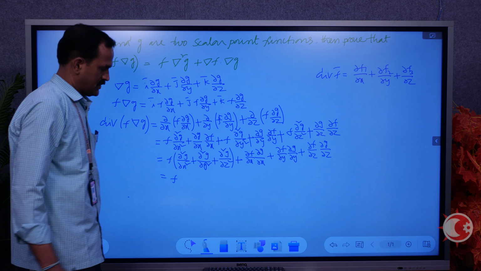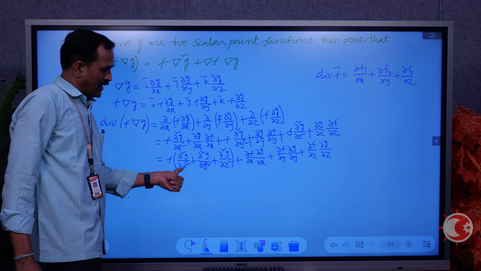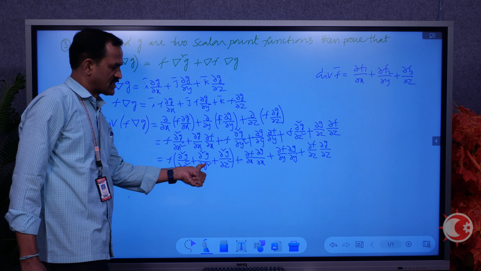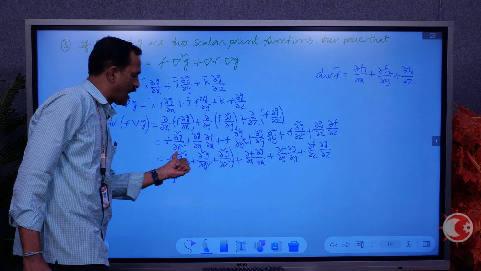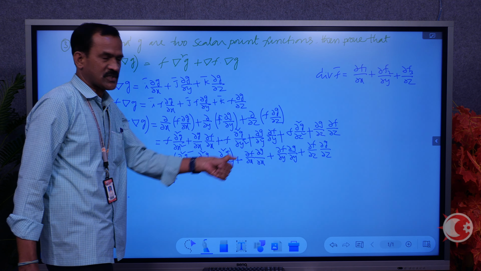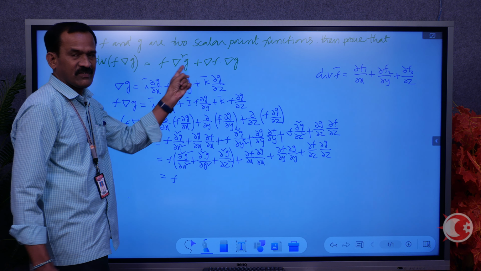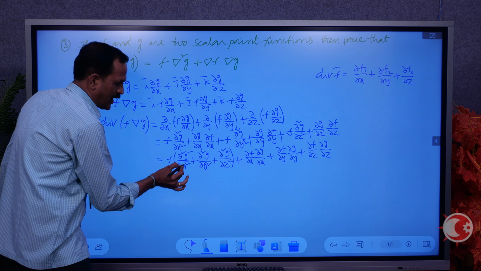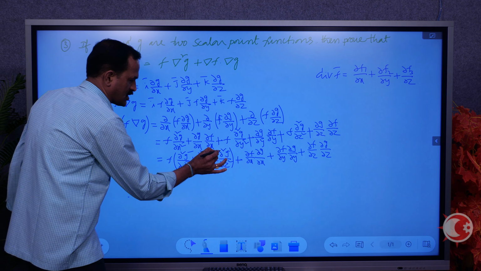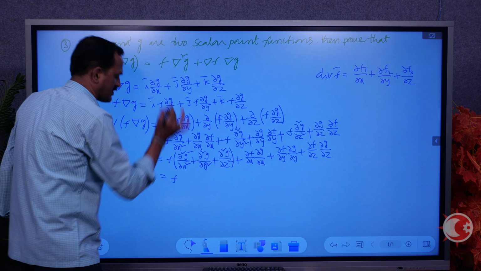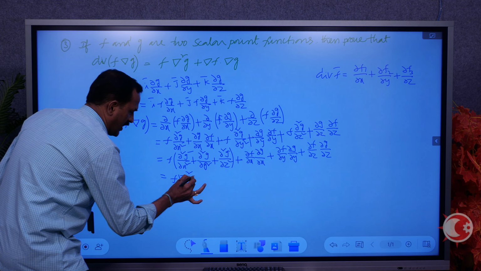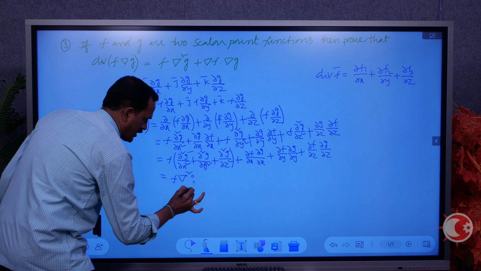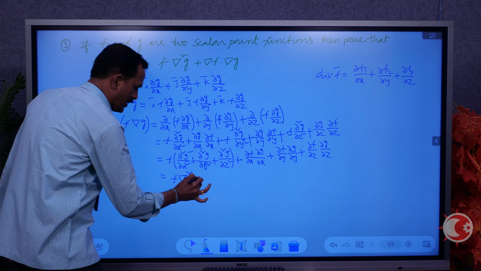See the bracket part: ∂²/∂x², ∂²/∂y², ∂²/∂z² of g. You can take g outside. That is nothing but del square g. After taking g outside, ∂²/∂x² plus ∂²/∂y² plus ∂²/∂z² is nothing but our del square. So f del square g, taken outside.